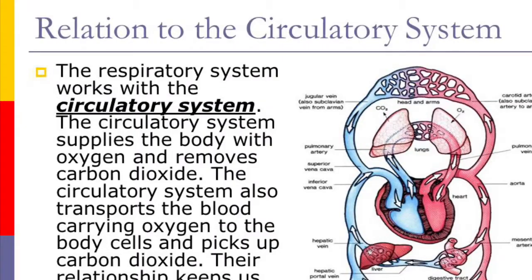You too. So since we didn't introduce the respiratory system in the previous video, I'm going to overview it here. The respiratory system works with the circulatory system. The circulatory system supplies the blood with oxygen and removes the carbon dioxide. The circulatory system also transports the blood carrying oxygen to the body cells and picks up carbon dioxide. The relationship between the respiratory and circulatory systems is crucial to keeping us alive. The respiratory system supplies the blood with oxygen and takes out the carbon dioxide. The respiratory system consists of the lungs, the bronchi, the bronchioles, the alveoli, the trachea, and the pharynx.